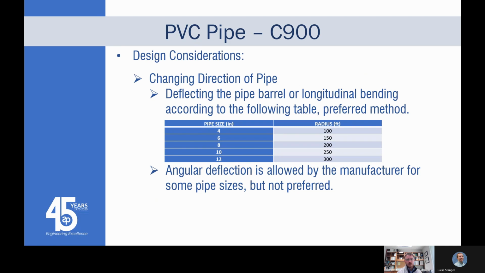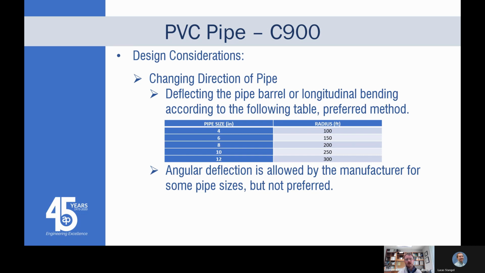Some more considerations here, as far as an installation note: changing direction of pipe. A lot of times you're installing pipeline and you don't necessarily need to install a fitting. The deflection isn't a lot, but you need to change your alignment just enough. Typically, the preferred method is to deflect the pipe barrel, actually bend the pipe itself rather than doing it at the joint. Especially in higher DR classes, or I'm sorry, lower DR classes, thicker pipe and larger diameters, that's pretty tough to do. It's not real flexible pipe at that point.